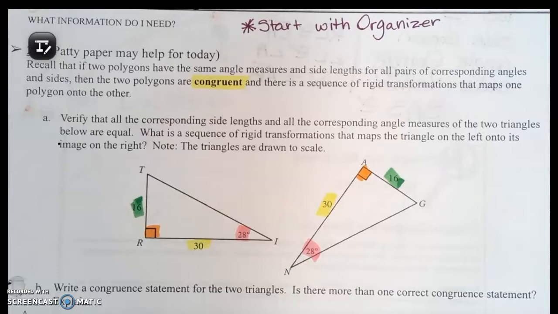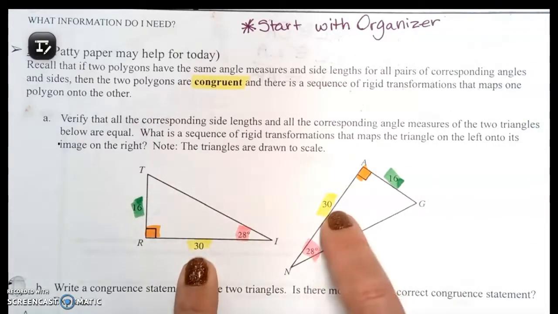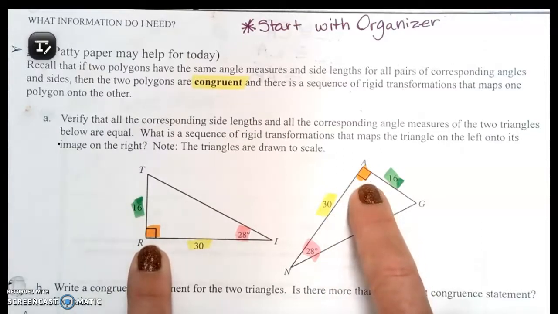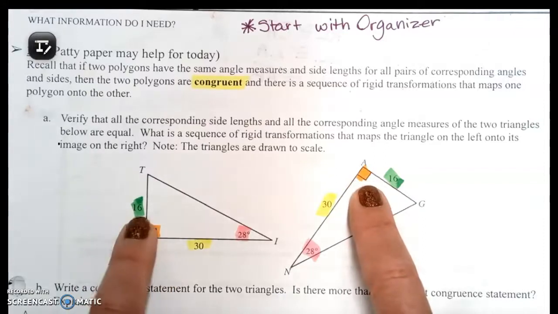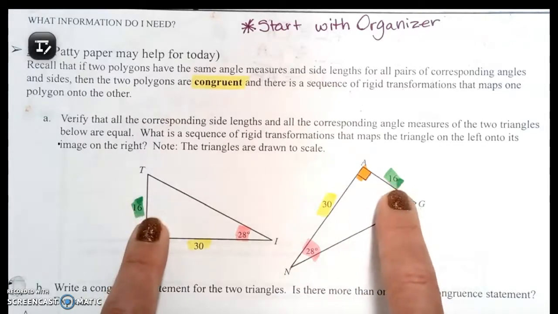Okay? So the first thing I found was an angle measure of 28 and an angle measure of 28. So I highlighted them both pink. Okay? Then I found a side of 30 and a side of 30. So I highlighted them both yellow. Okay? Then I found an angle with a box and an angle with a box, because they're both 90 degrees, and I highlighted them both orange. Okay? Then I found a side of 16 and a side of 16, and I highlighted them both green.